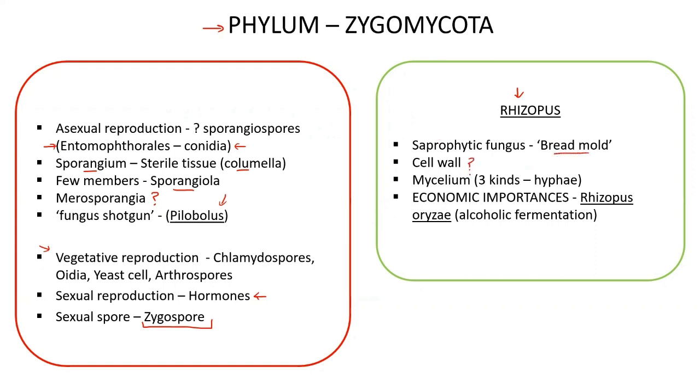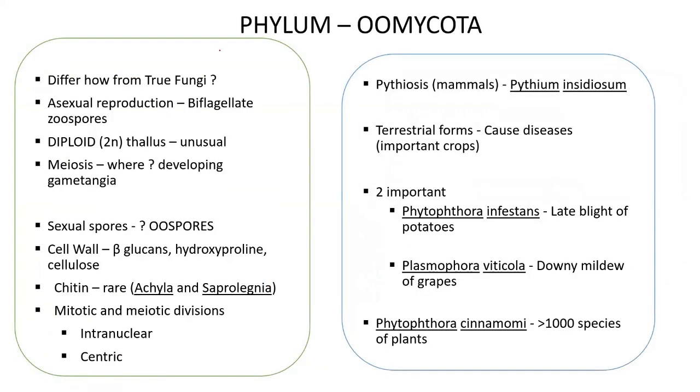The cell wall composition you should be knowing, the mycelium that it contains, and the mycelium is formed by the hypha. There are three kinds of hypha that you should be knowing. The economic importance of Rhizopus is also important. I have mentioned one, Rhizopus oryzae, which is used in the production of alcohol through alcoholic fermentation.